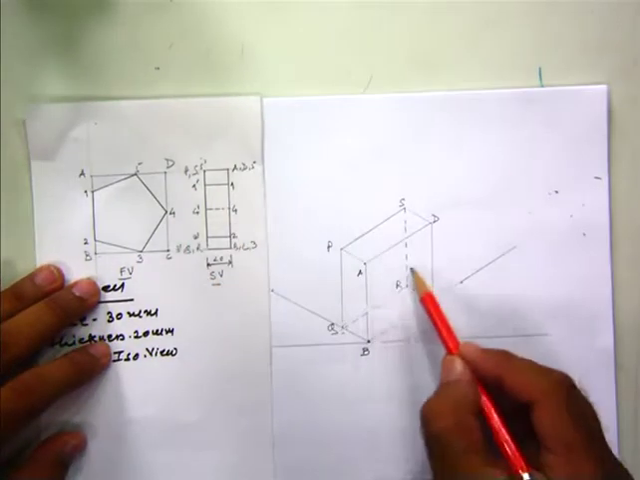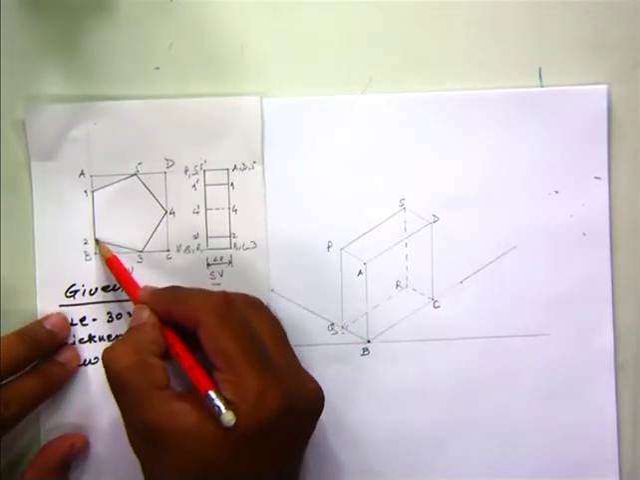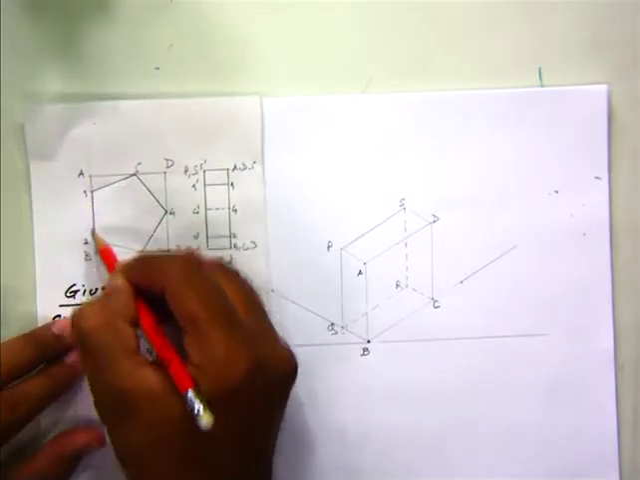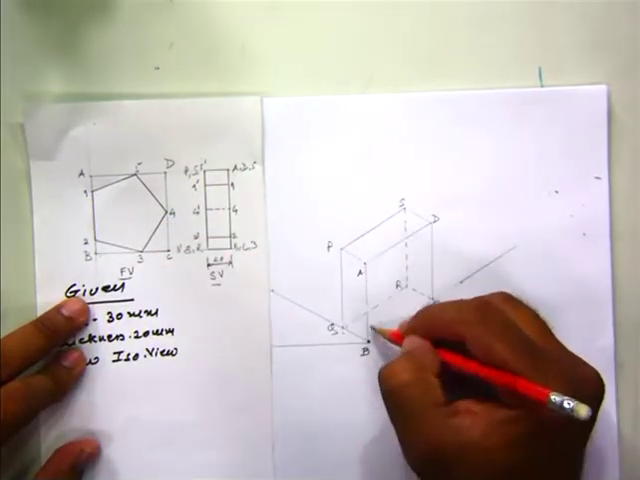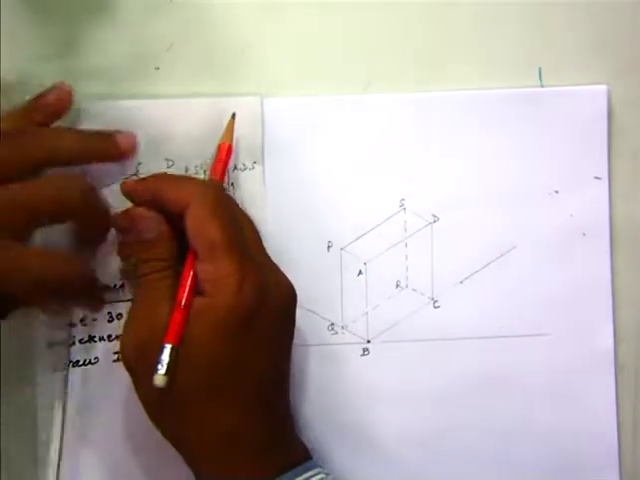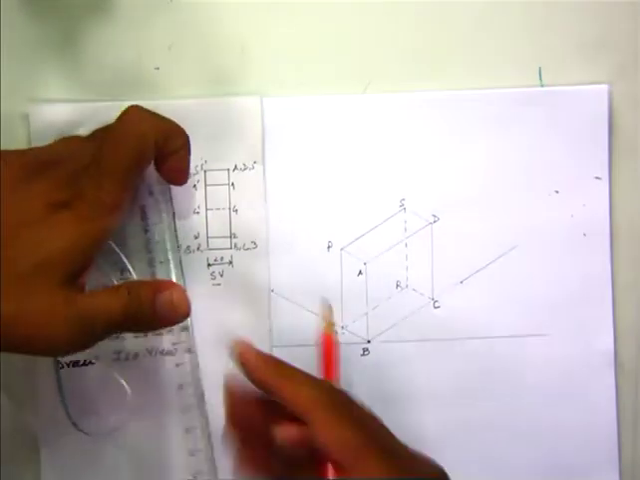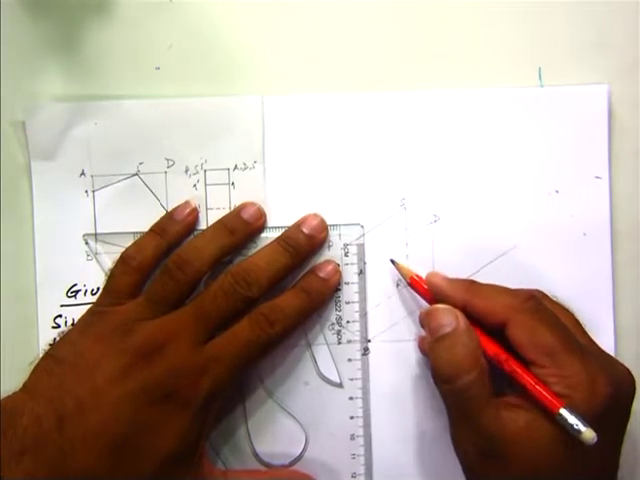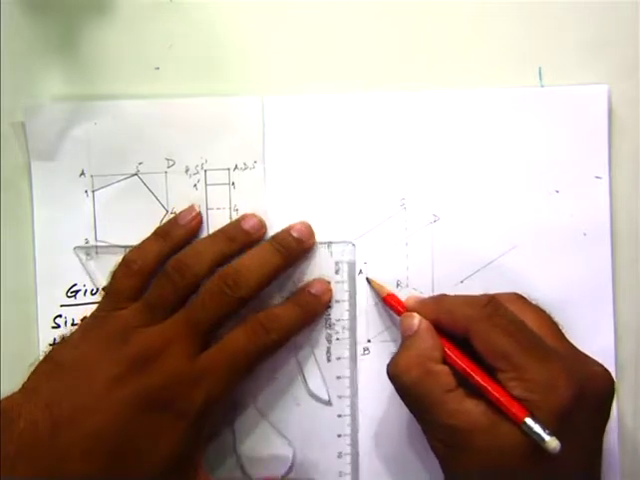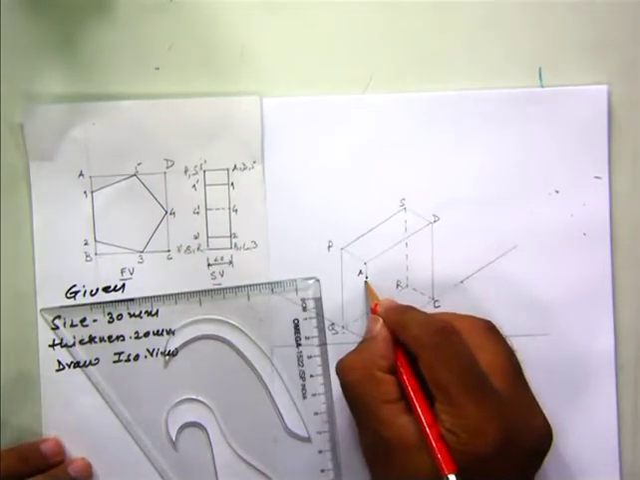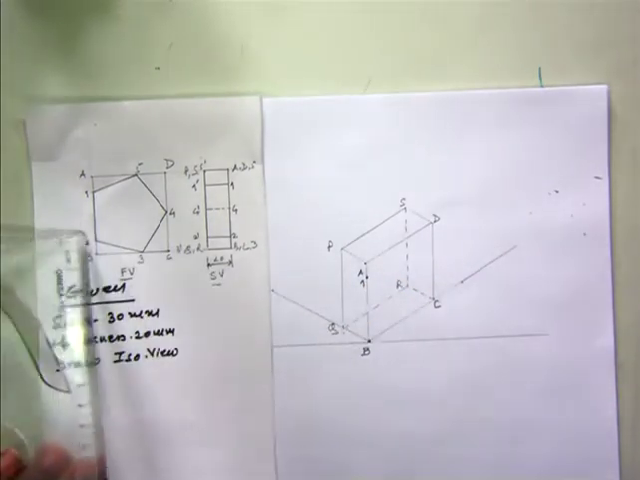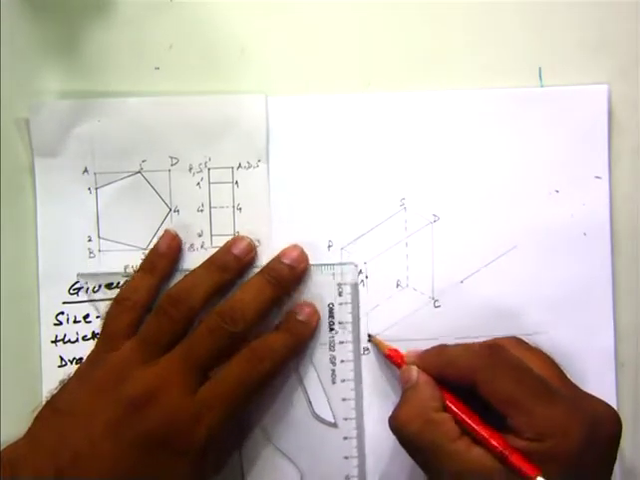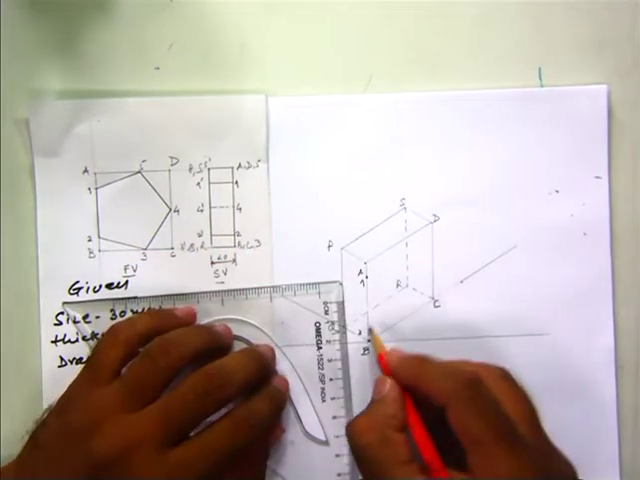Now the size of 30 mm is given. For 1, 2, you have to measure the A1 distance from AB. Measure A1 distance from AB, and then you mark it. This is your point 1. Then it is 30 mm, so 30 mm over here. This is point 2.